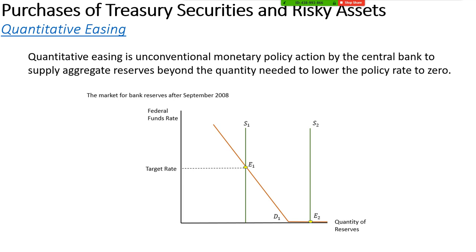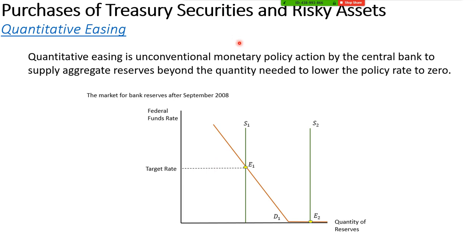So for instance, say we're at the first equilibrium in this model that we saw last time. Okay, we're at this first equilibrium. This is after 2008, and we're here at this first equilibrium.